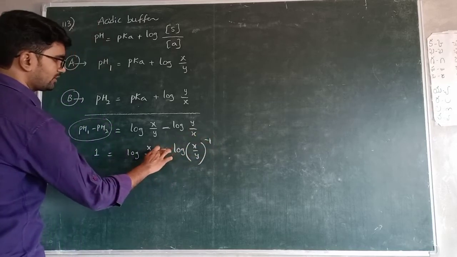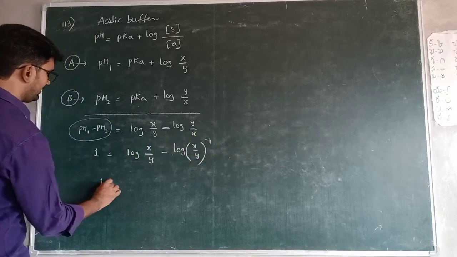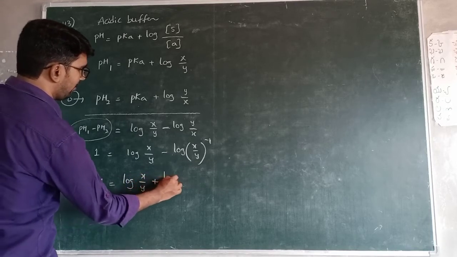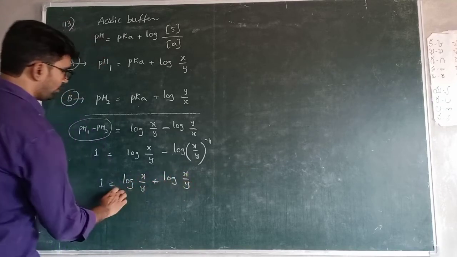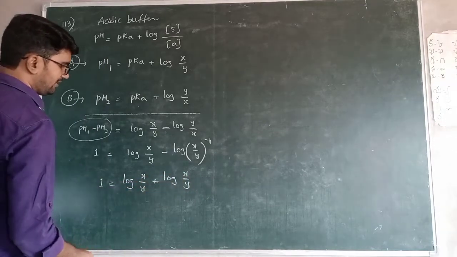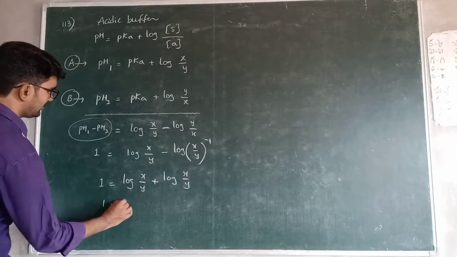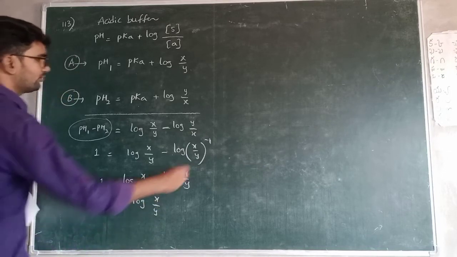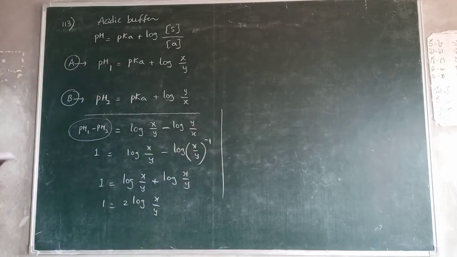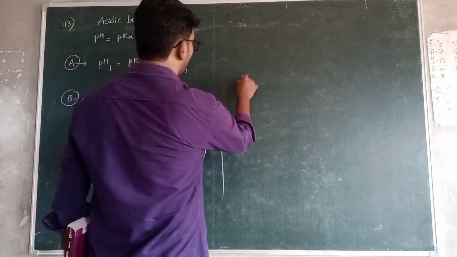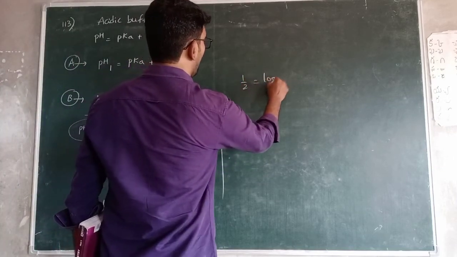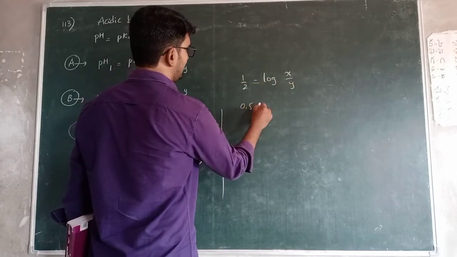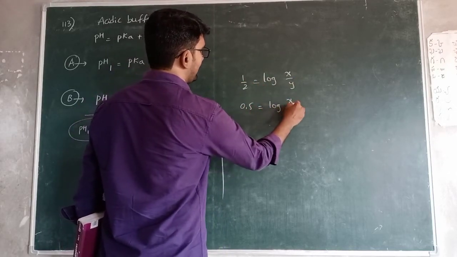This minus 1 goes to this place as plus. So 1 is equal to log X by Y plus log X by Y. Both are log X by Y, so log X by Y plus log X by Y is equal to 2 log X by Y. 1 is equal to 2 log X by Y. This 2 moves to this side. 1 by 2 is equal to log X by Y. 1 by 2 means 0.5. So 0.5 is equal to log X by Y.